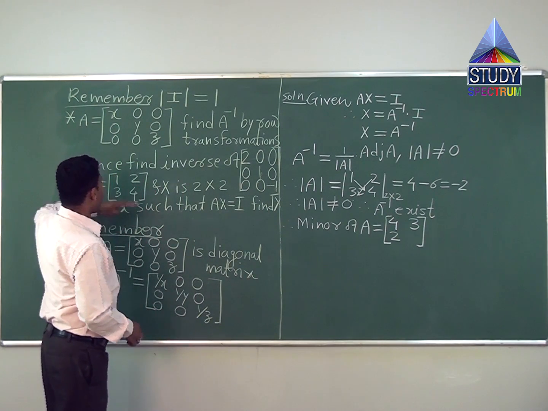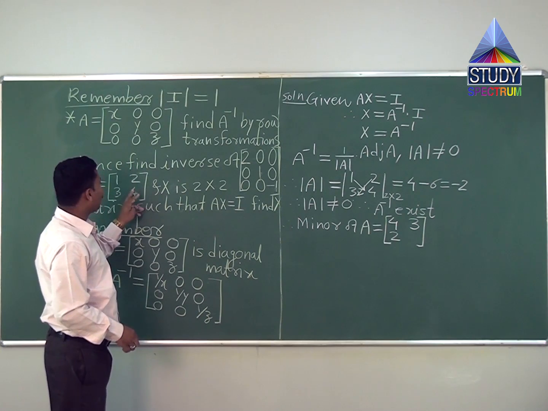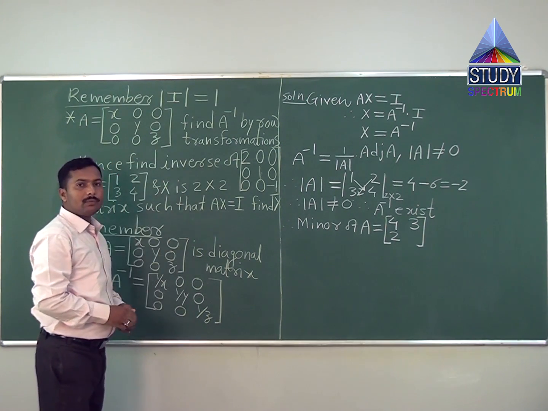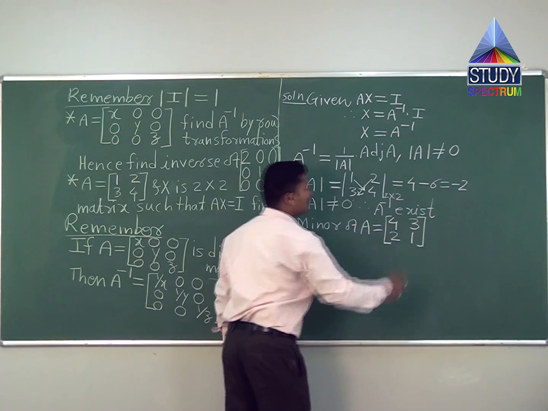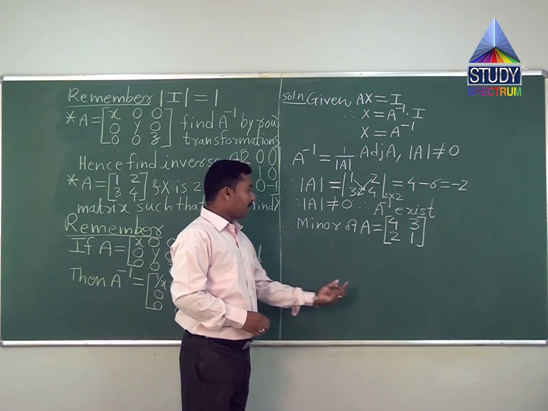What is the minor of the last number 4? Delete the row and column passing through this number. What remains? 1. Determinant of 1 is 1. So this is our minor matrix of matrix A.